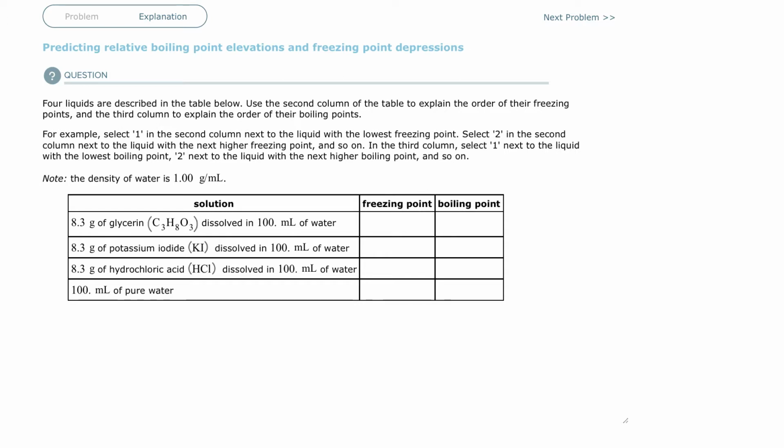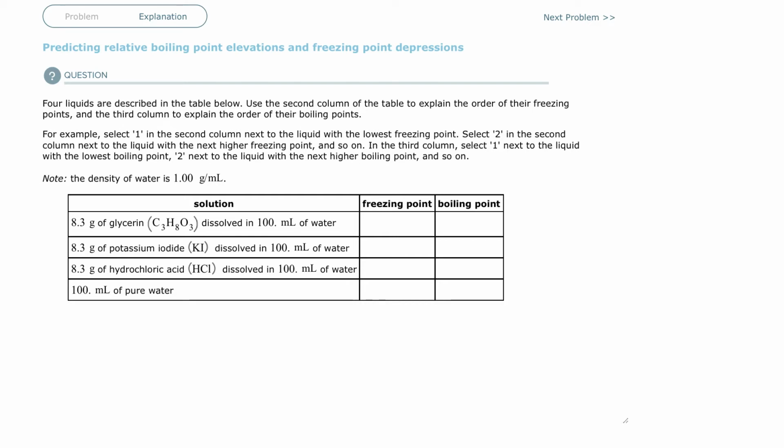So let's give you some examples. Your question, by the way, is you've got some glycerin, which doesn't break apart. You've got some potassium iodide, which breaks apart into 2 things. You've got some hydrochloric acid, which breaks apart into 2 things. And they're asking, what's the freezing point and the boiling point of each? I think what they're actually doing is ranking the boiling point from 1 to 5 and the freezing point from 1 to 5, with 1 being the lowest and 5 being the highest. I think that's what it is.